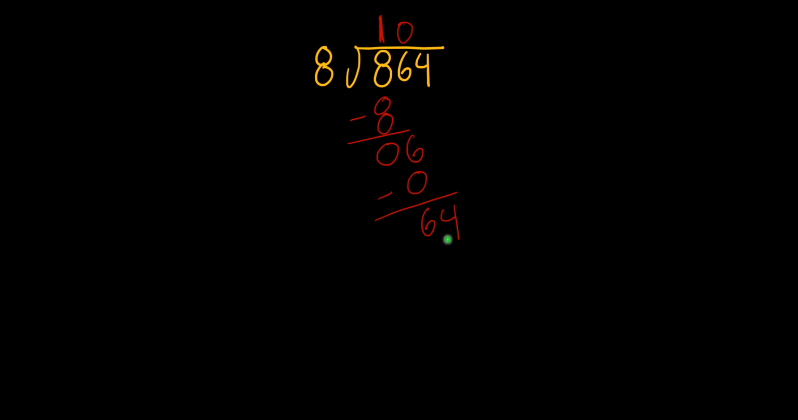So now it's 64 divided by 8. Or in other words, 8 times what would give you 64? And if you remember from your multiples of 8, 8 times 8 would give you 64. So 8 times 8, we put the 64 there. 64 minus 64 is 0. If you notice, there are no other digits to bring down. So our answer is going to be 108.